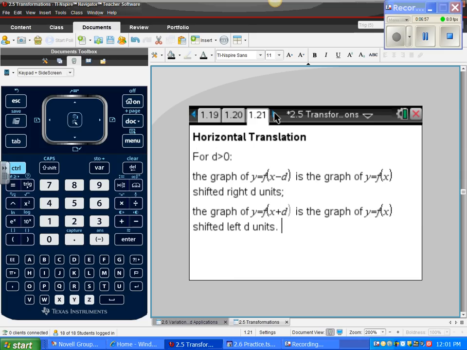Okay, so hopefully you've come up with this rule for our horizontal translation for when d is greater than 0. The graph of y equals f of x minus d is the graph of y equals f of x shifted d units to the right. So if we subtract d directly from x, we move to the right. And in the same note, if we add d directly to x, we move d units to the left. Okay? So add brings you to the left, subtract brings you to the right when it's taken directly from or given to that value of x.